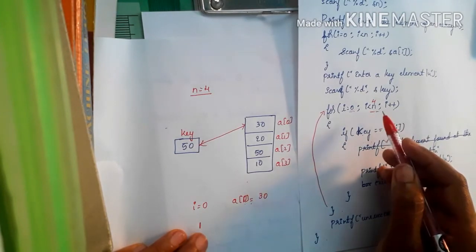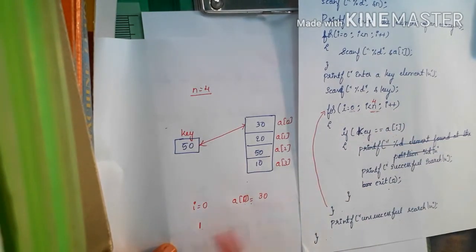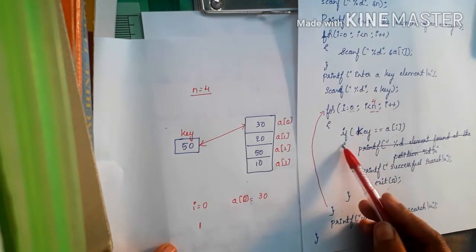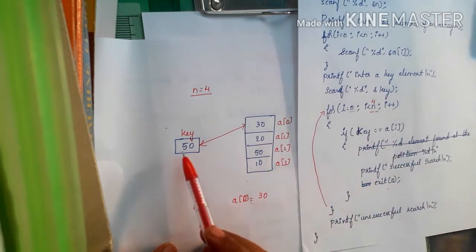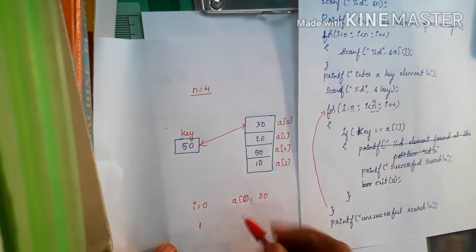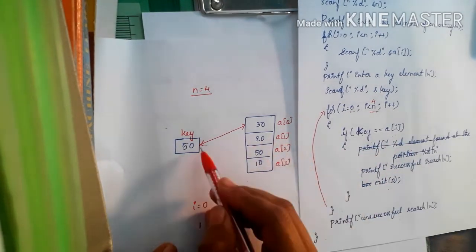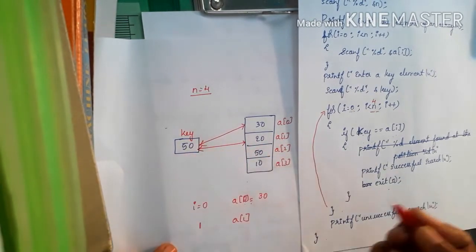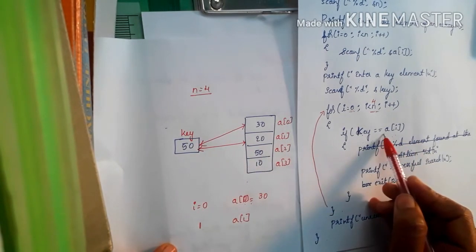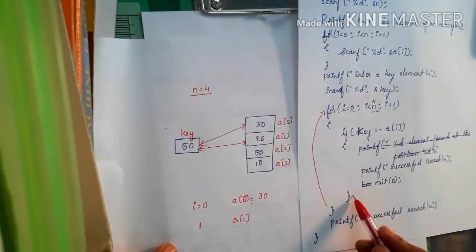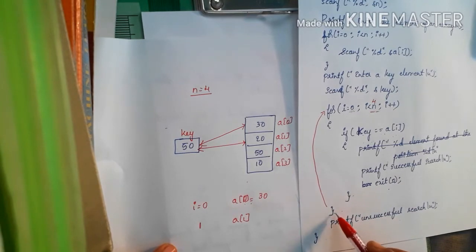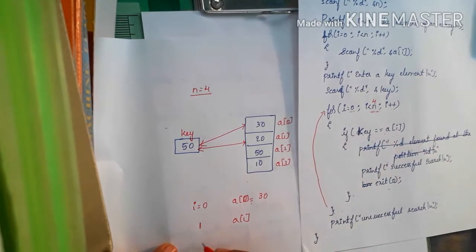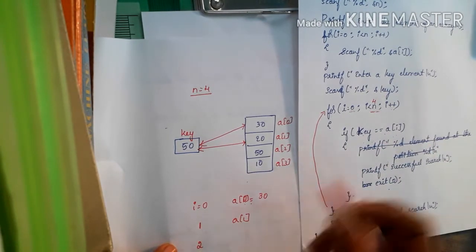Next condition, is I less than n? I value is 1. Is 1 less than 4? Yes. Control enters to for loop. Now, is key equal to A of I? Key value is 50. A of I means A of 1. Is 50 equal to A of 1, that is 20? No. If this condition is false, control moves out of if. Next, end for. End for means control returns back to for loop. Then updation, that is I is incremented by 1 means I becomes 2.